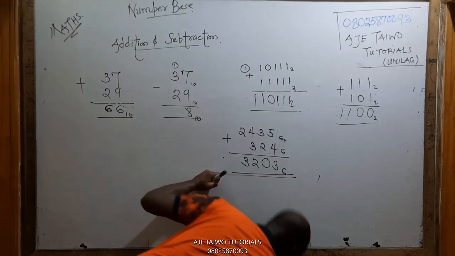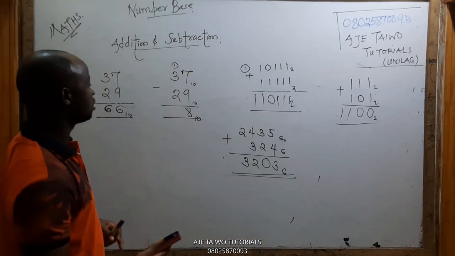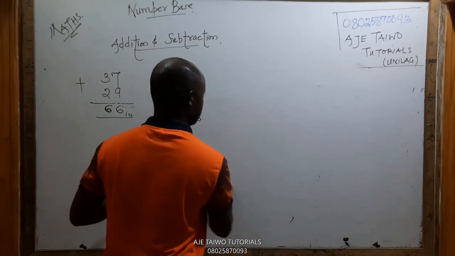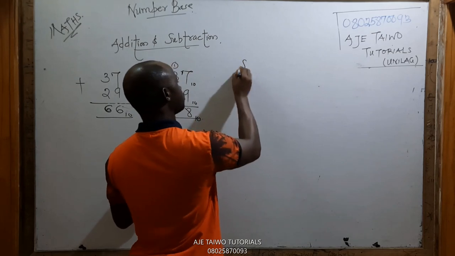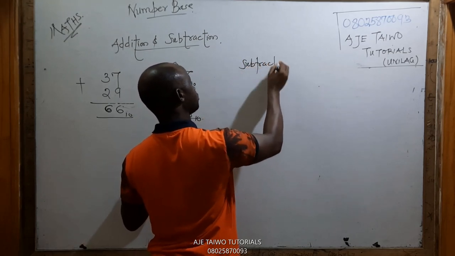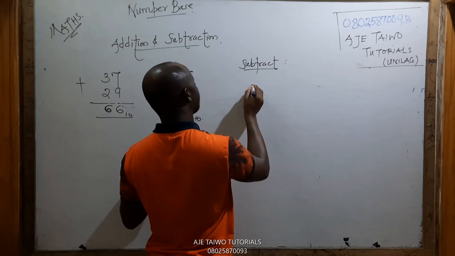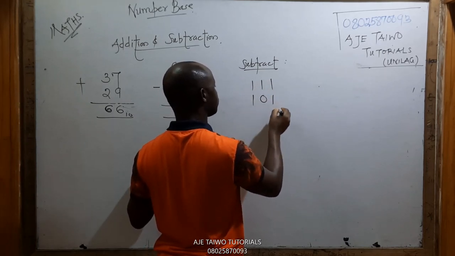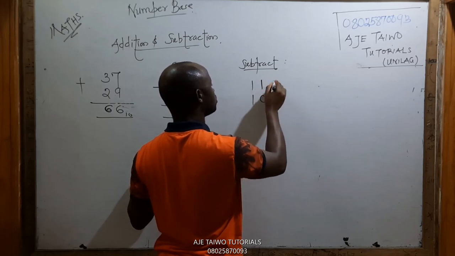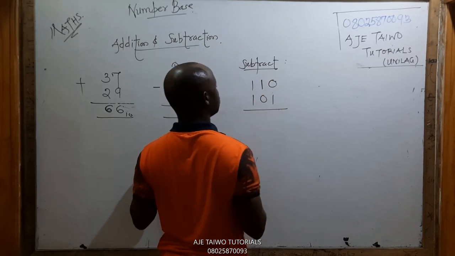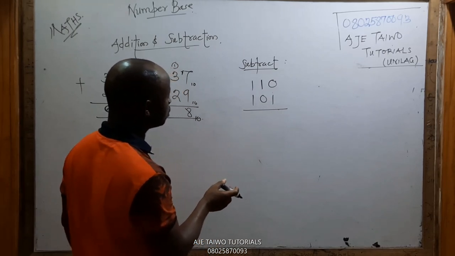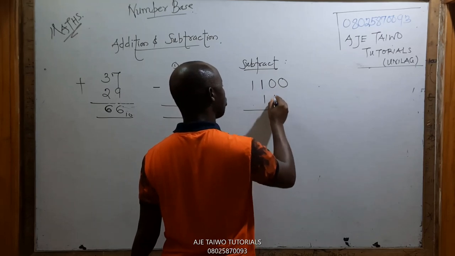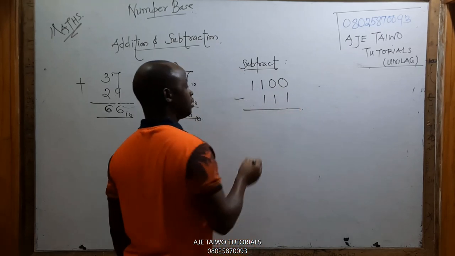Let's see subtraction. I've done one here for you. You can see it. Let's try and do some subtractions. Let's subtract. If you have 1, 1, 1, minus 1, 0, 1. Okay, let's say 1, 1, 0. Okay, let's put it like this. 1, 1, 0, 0, then 1, 1, 1. Let's subtract this one.